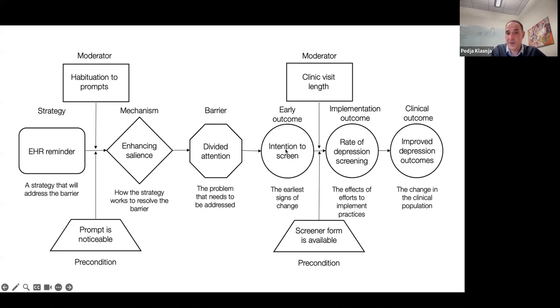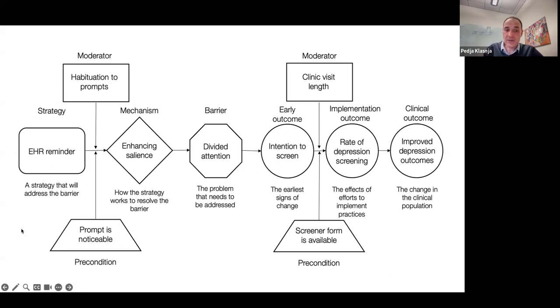These go from near-term outcomes, like the clinician forming an intention to provide a screener, to higher rates of depression screening down the road, and then finally all the way to clinical outcomes that, in this particular case, involve improved depression outcomes. What is important about these diagrams, though, is that they also have these leaves that we refer to as effect modifiers, which describe the moderators and preconditions that need to be in place for the strategy to work effectively.